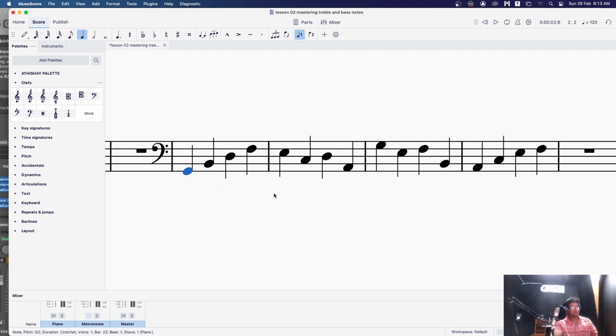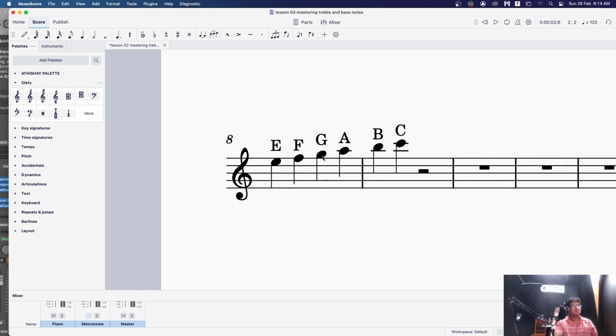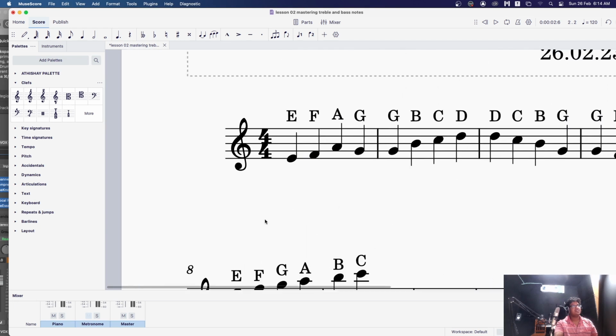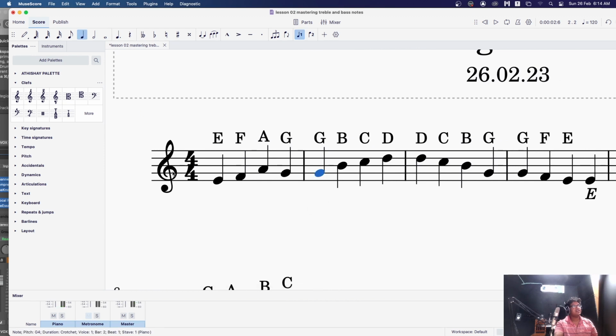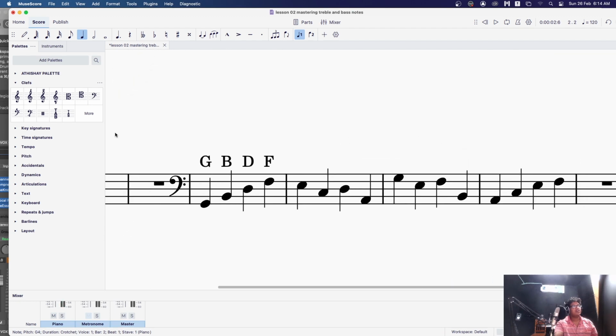What is this? G. What's this second line in bass clef? B. Third line, D. Fourth line in bass clef, F. That's why it's called the F clef. And the treble clef is also called the G clef, because it starts on the second line, G. See, second line G. In bass clef, it's also called the F clef.